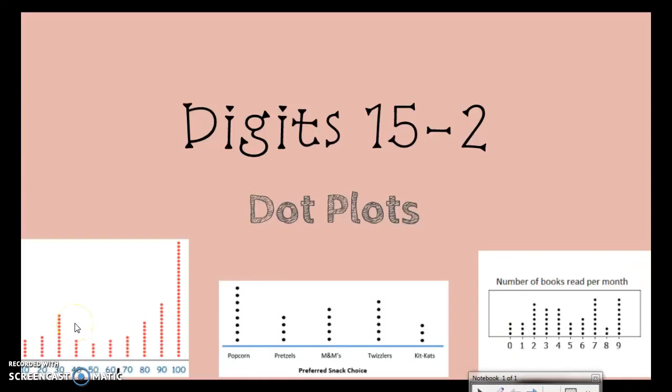Everyone. Today we're going to be continuing our unit on statistics, and we're going to be talking about dot plots today. Let's go ahead and get started.